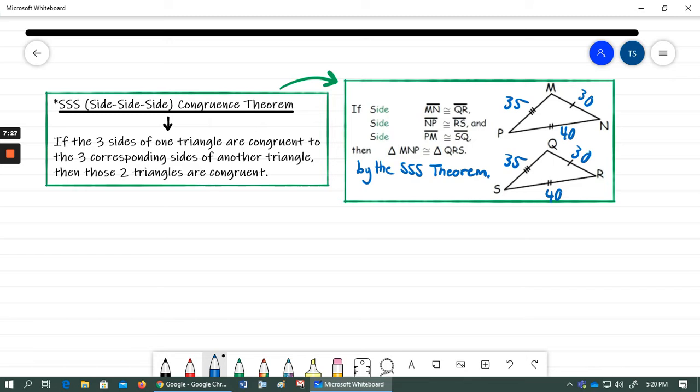Based on that theorem right there, you can say that those 2 triangles are congruent, right? Okay, and that should make sense to you. You can say that these 2 triangles are congruent based on that theorem right there.